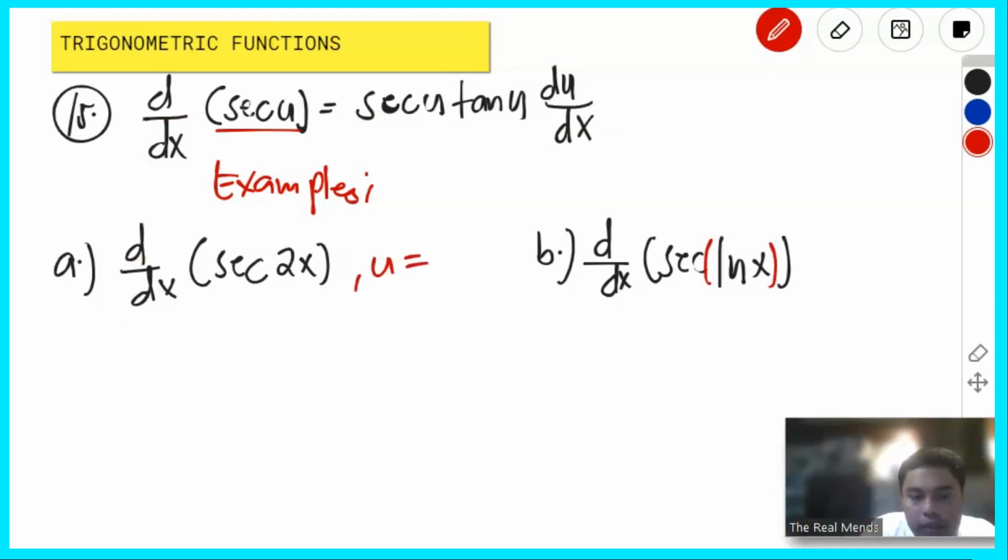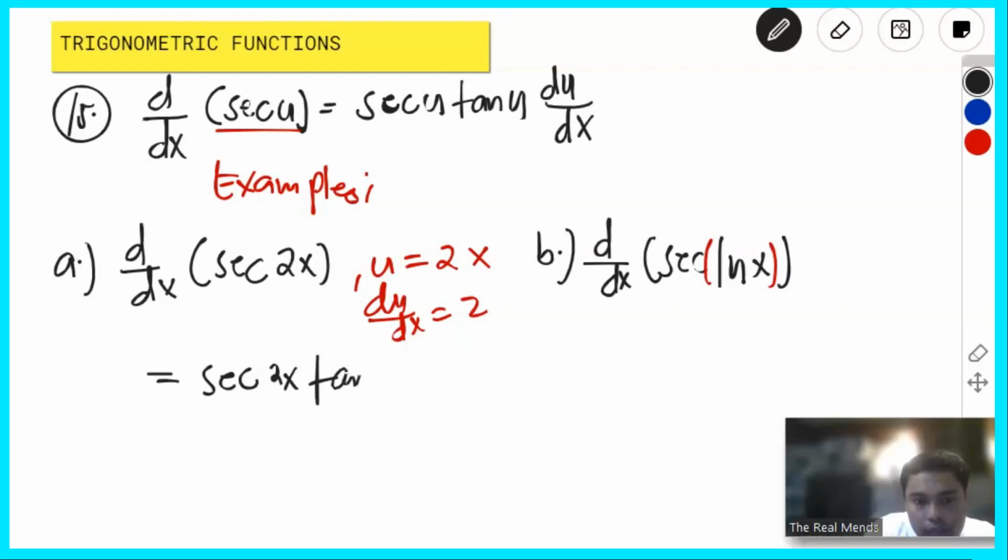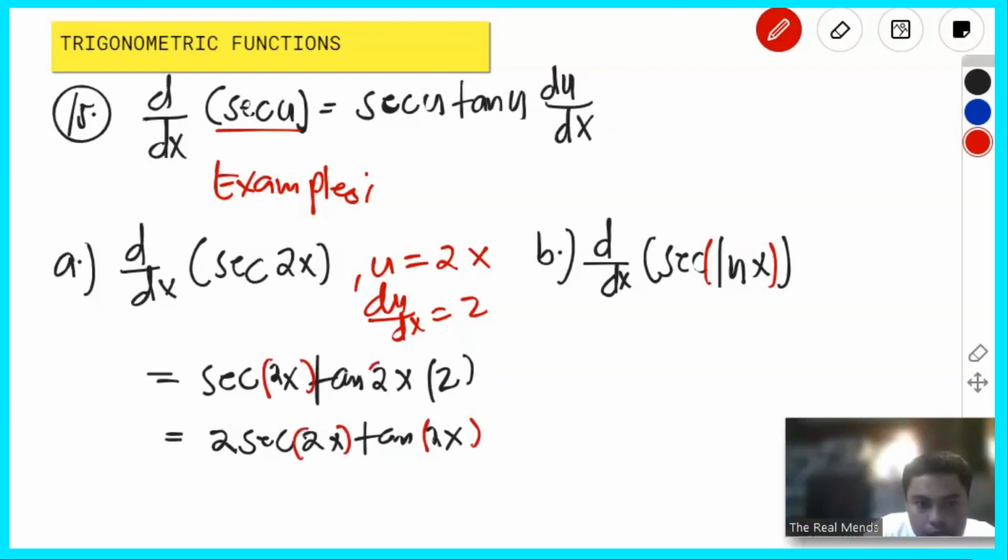Okay, so from here, get the derivative of secant of 2x with respect to dx. So from that, our u is equal to 2x, so to get the derivative of u with respect to x, that is just simply 2. Okay, from the formula, that is secant of u, tangent u, that is secant of 2x, and then tangent of 2x multiplied by d over dx, that's 2. So our answer will be 2 secant of 2x and then tangent of 2x. To avoid confusion, just place the quantity. Okay, so that is the answer for the derivative of secant of 2x.